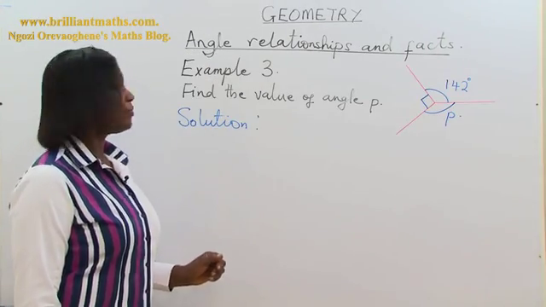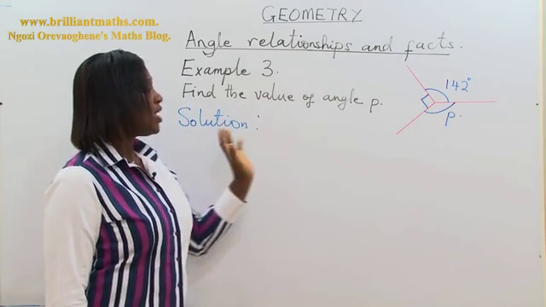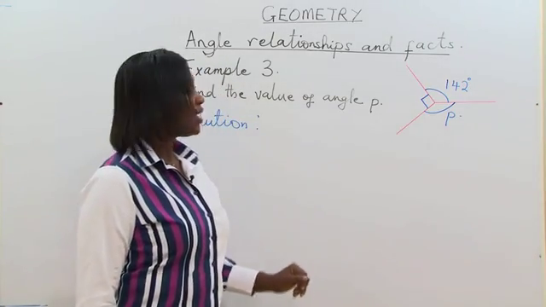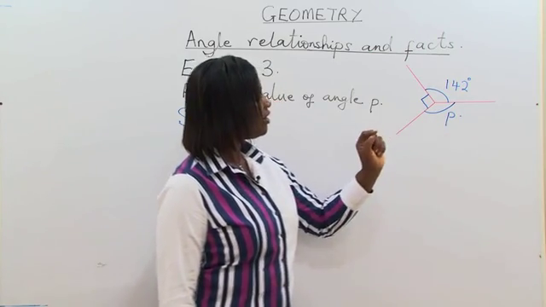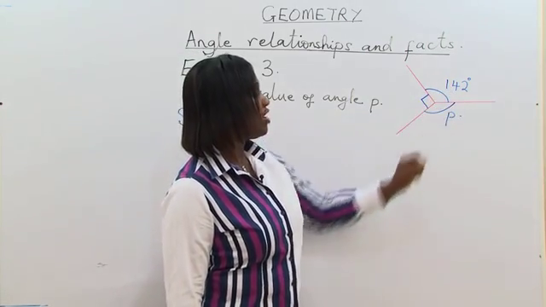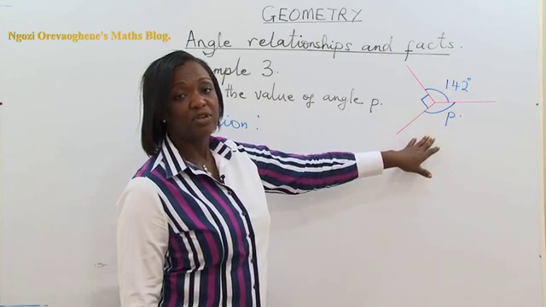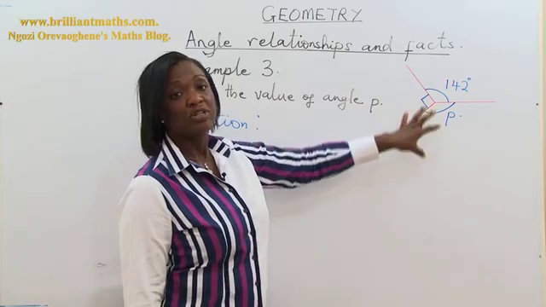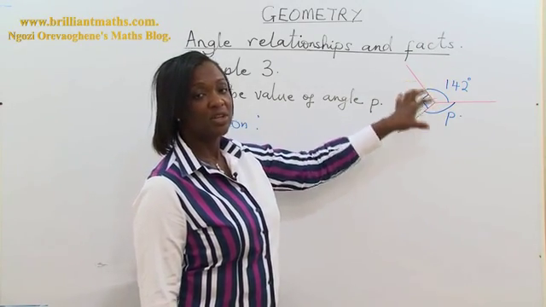Example 3. Find the value of angle P. In this example, we have this diagram. As we can see, we have three angles. Angle P, a right angle, and an angle that measures 142 degrees. Obviously, it's a revolution. That means it's a complete turn. So the sum of these three angles is equal to 360 degrees.